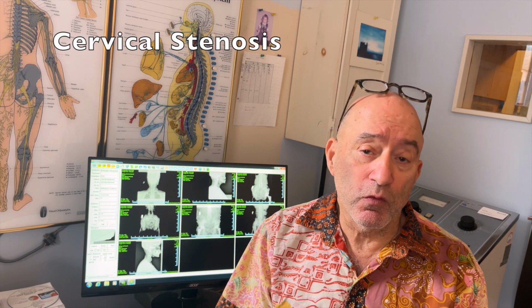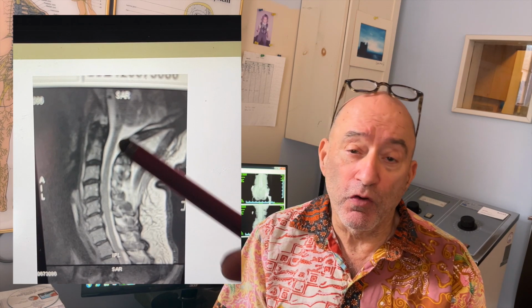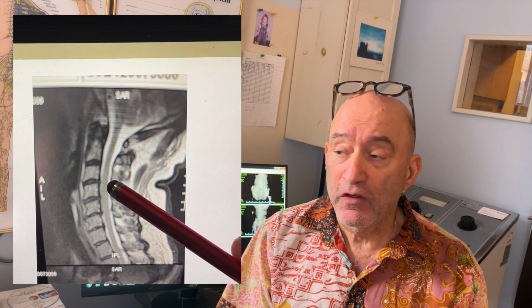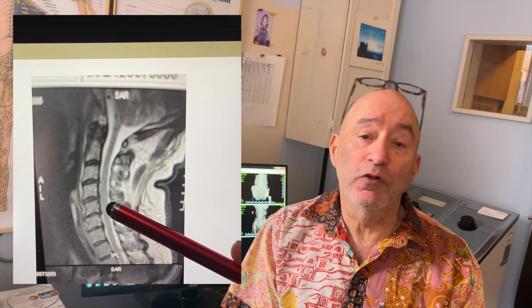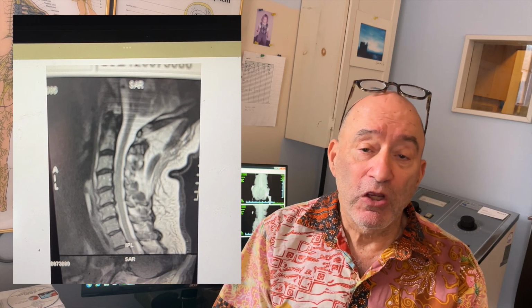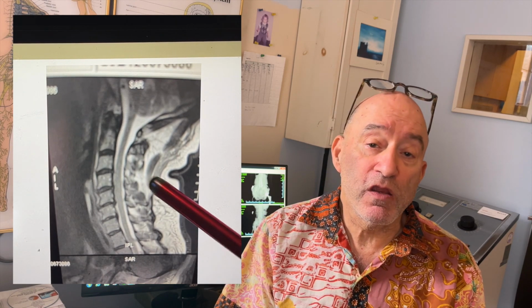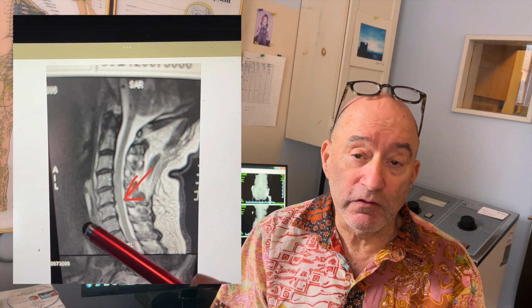What cervical stenosis is, essentially, is a narrowing of either where the spinal cord comes through the center of the neck, called central canal stenosis, or a narrowing where the nerves are exiting from the spine, which is called foraminal stenosis. On MRI, we can see the spinal canal, and we can also see the nerves and the cerebral spinal fluid that flows around the spinal canal.